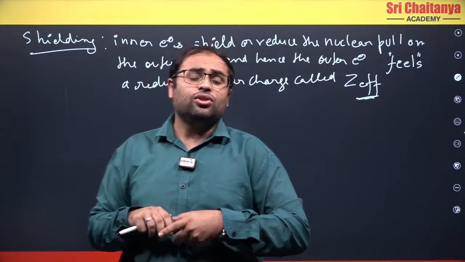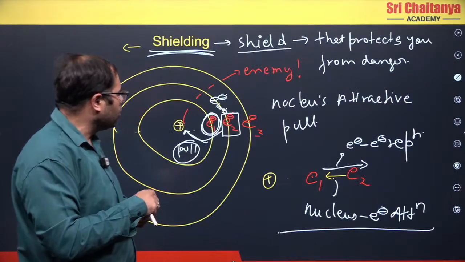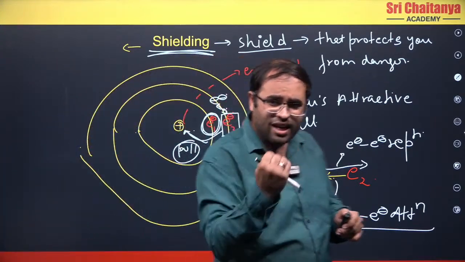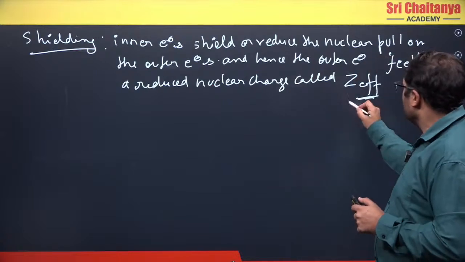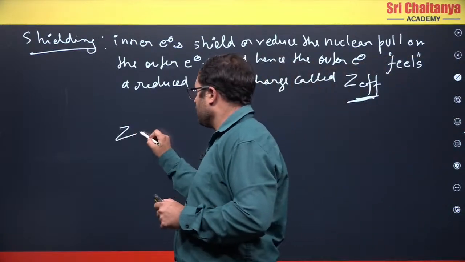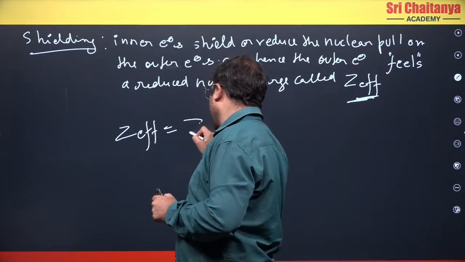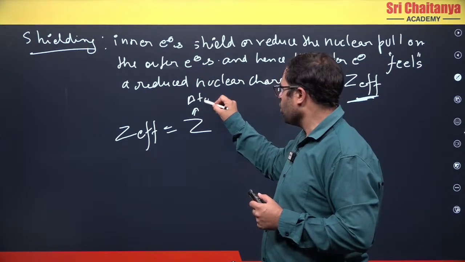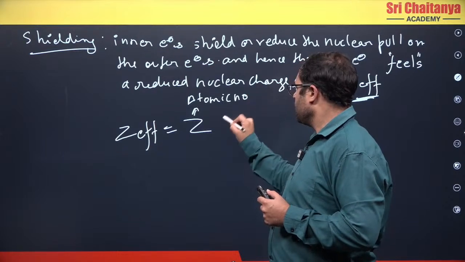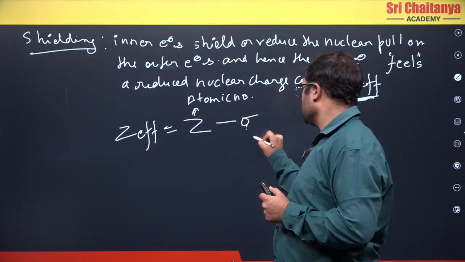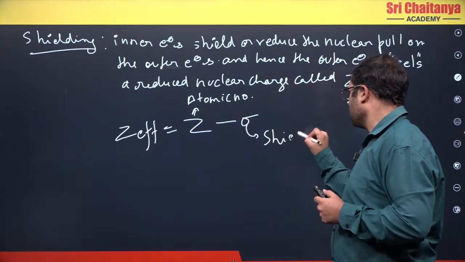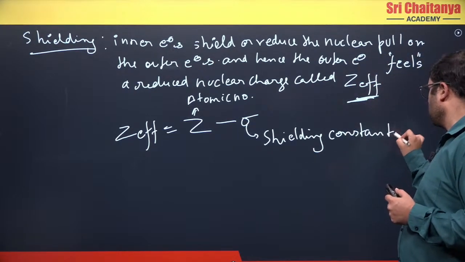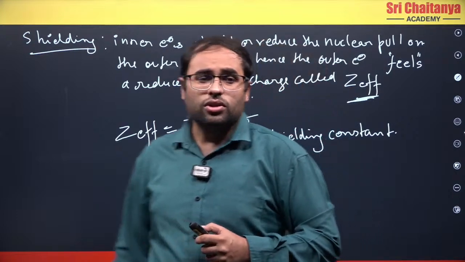So the outer electron feels that the nucleus's charge is a little less, right? That is called Z effective. So Z effective is equal to the actual nuclear charge, this is the atomic number, minus this, which is your shielding constant. So this is called shielding.